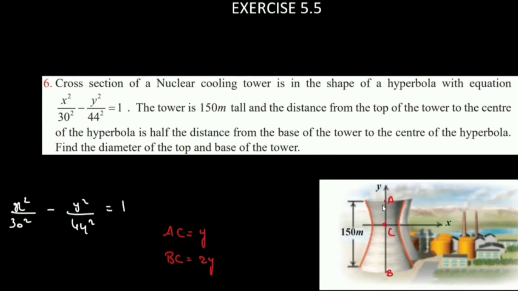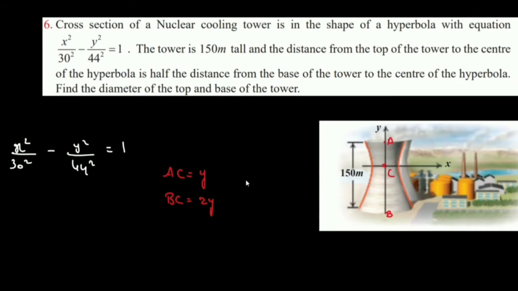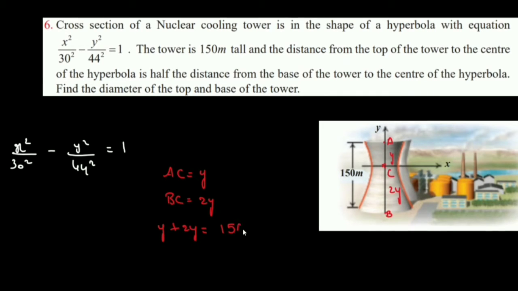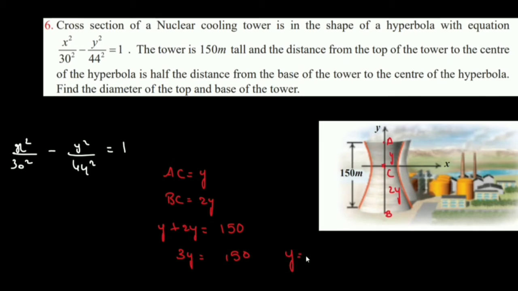The distance from the top of the tower to the center of the hyperbola is half the distance from the base to the center of the hyperbola. So if I take this as y, this will be 2y. So y plus 2y gives you the total distance, so total distance is 150. So 3y is 150. That means y is equal to 50. So this distance AC is equal to 50.